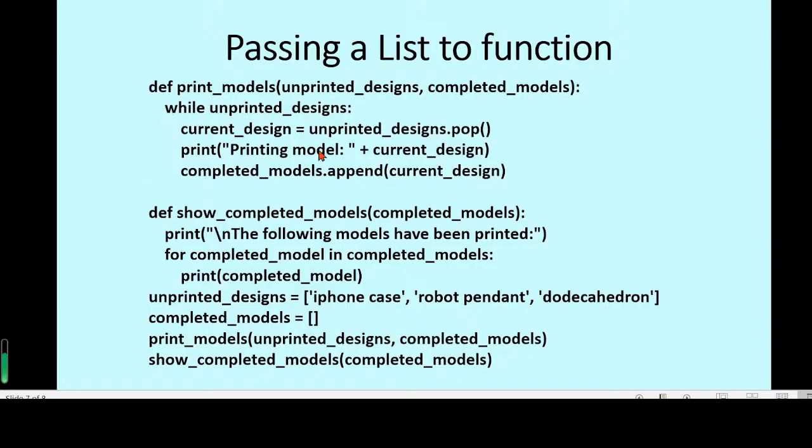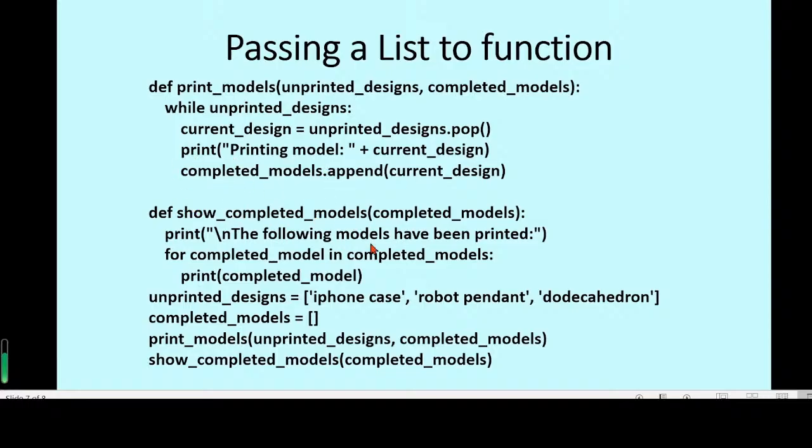So this is the code. We first define a function called printModels. There are two parameters, unprinted designs and completed models. Both are lists. Then inside the function is a while loop, very similar to the while loop we saw in the previous pages. The current design is the popped value from unprinted designs if unprinted designs is not empty. Then we print a message, printing this current design now. Then we append this current design to the completed models list.